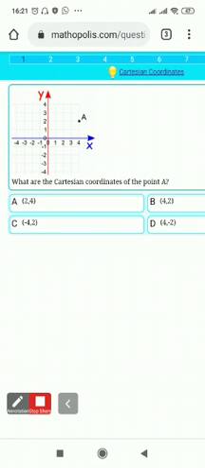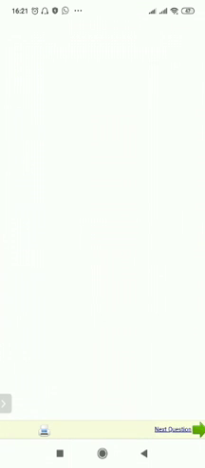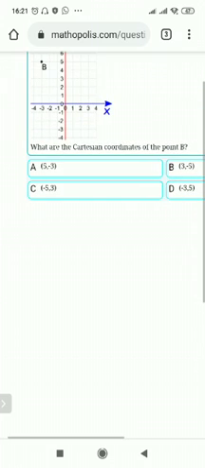Option B is the right answer for this. Option B is the correct answer. We always find the value of x first and then we find out the value of y. And we can write the answer with which number is the x value and which one is the y value. Let's see one more question here.